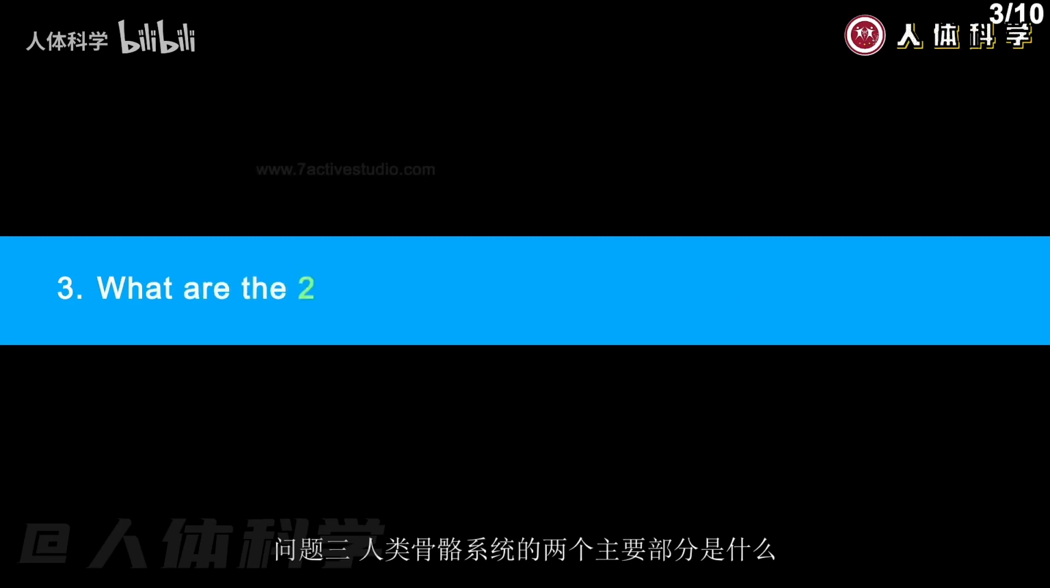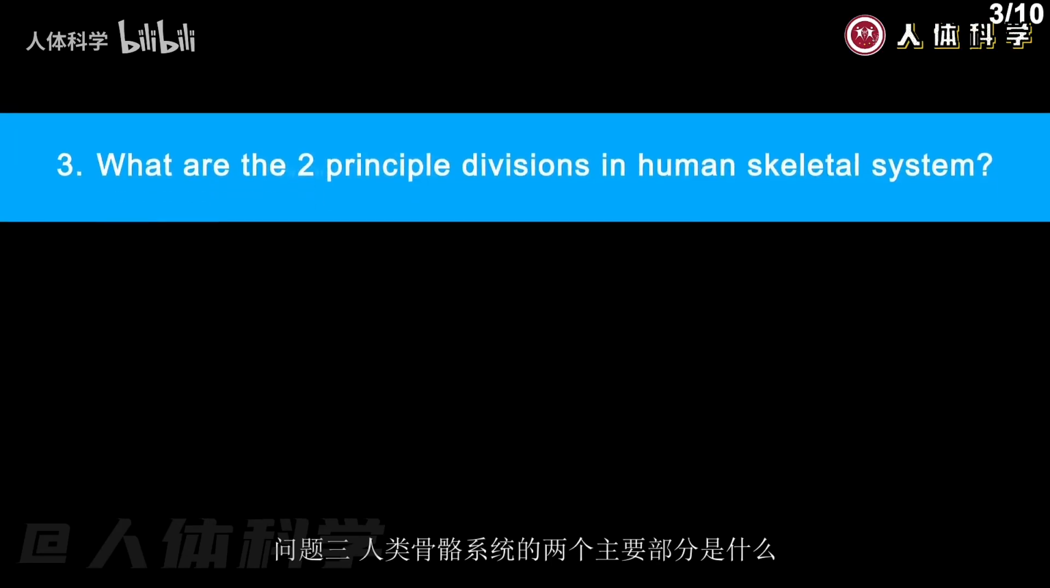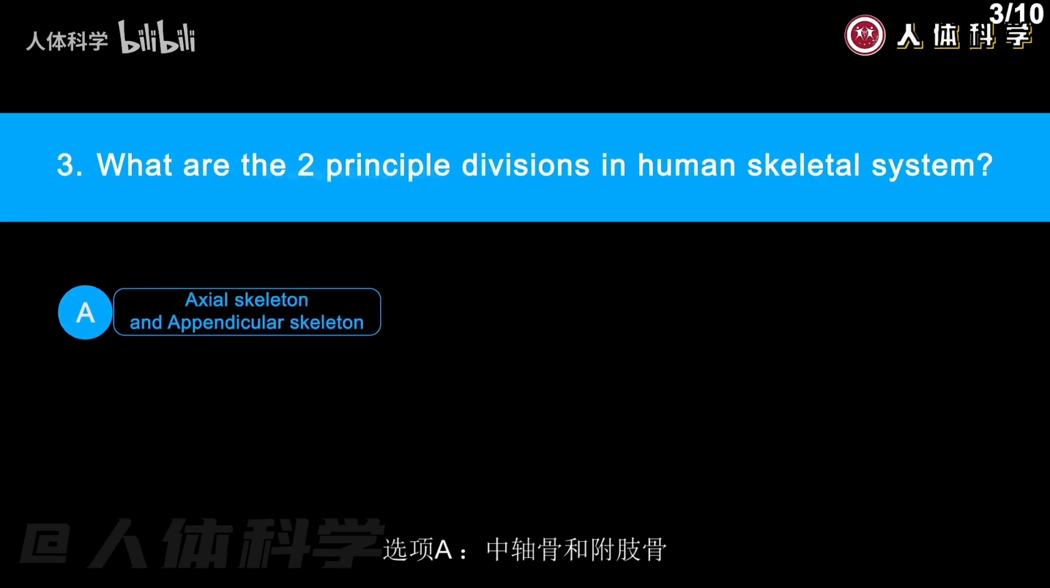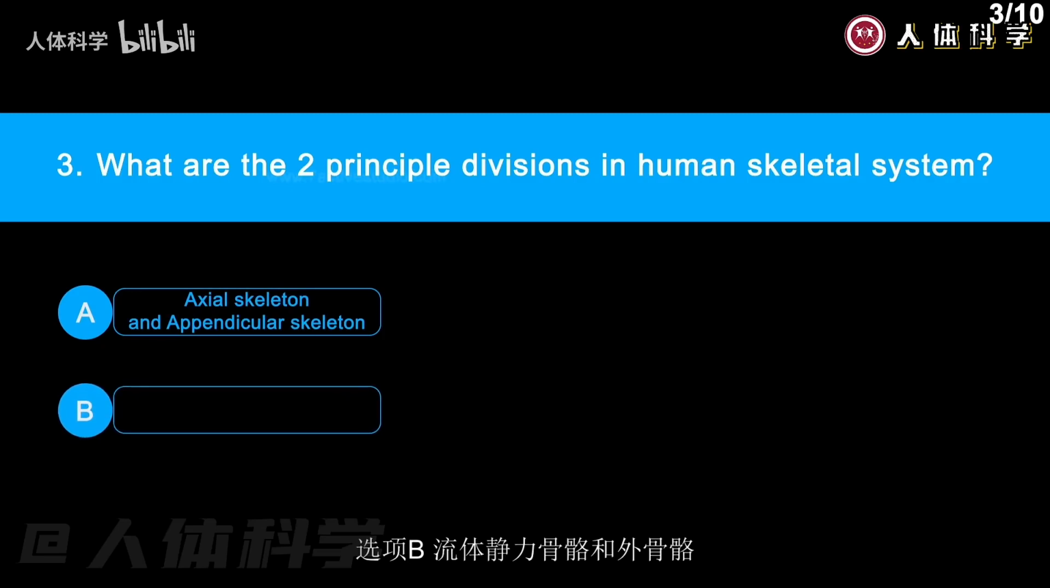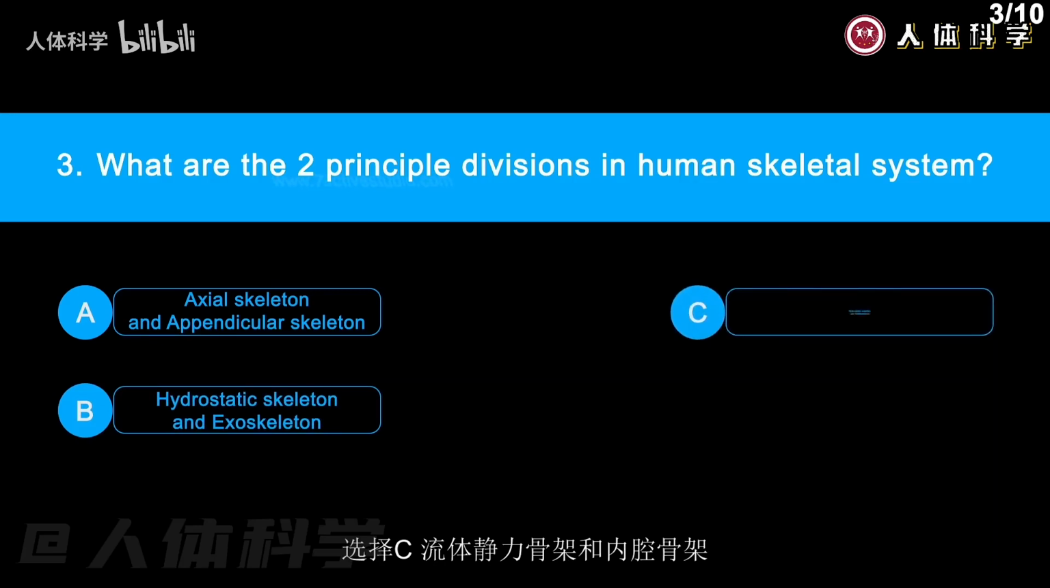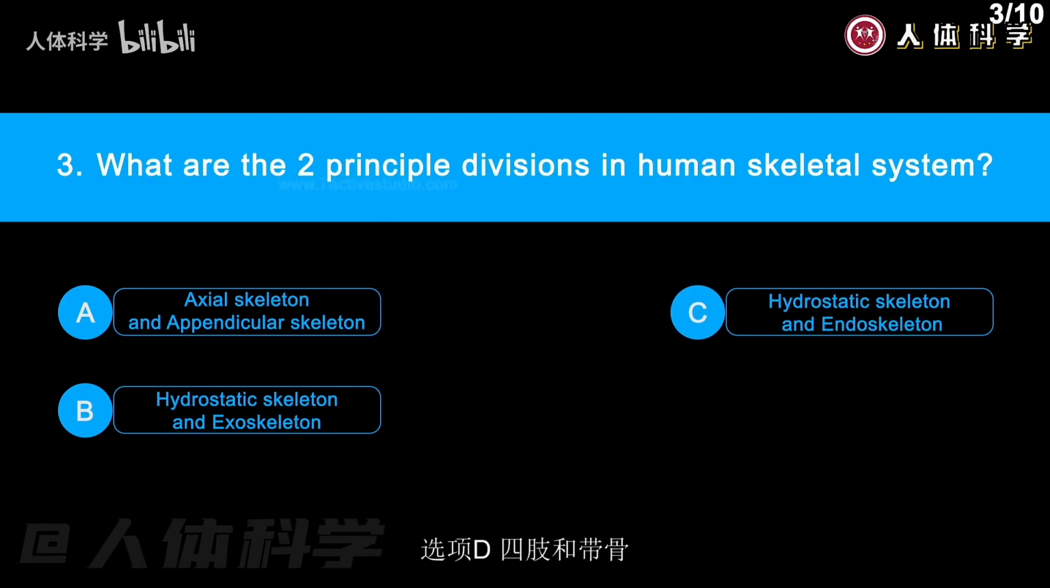Question 3. What are the two principal divisions in the human skeletal system? Option A, axial skeleton and appendicular skeleton. Option B, hydrostatic skeleton and exoskeleton. Option C, hydrostatic skeleton and endoskeleton. Option D, bone of the limbs and girdles.